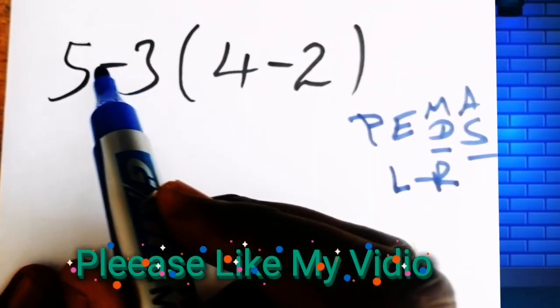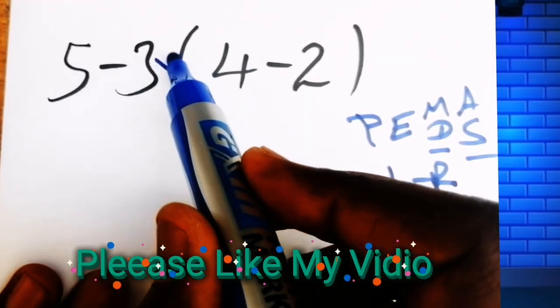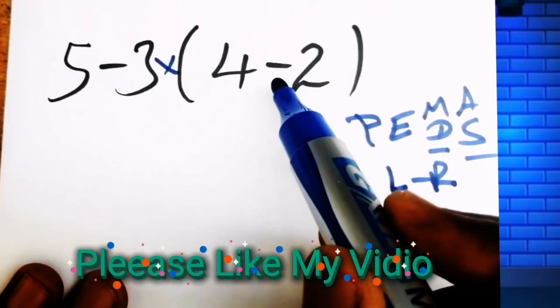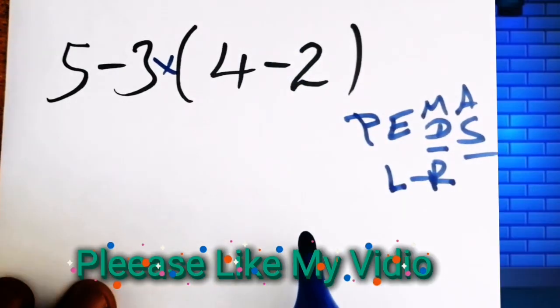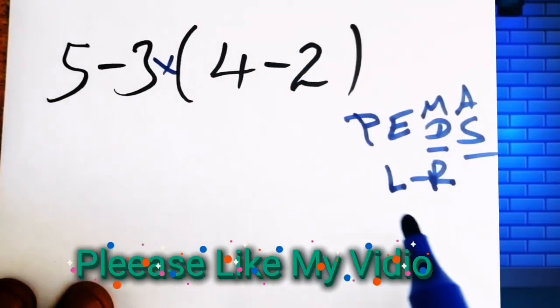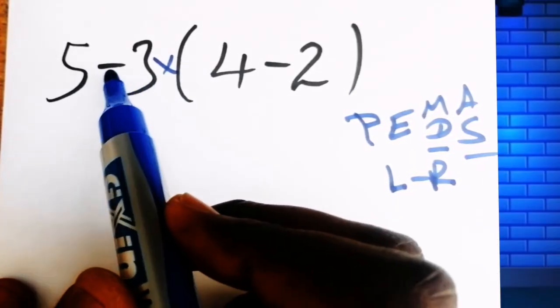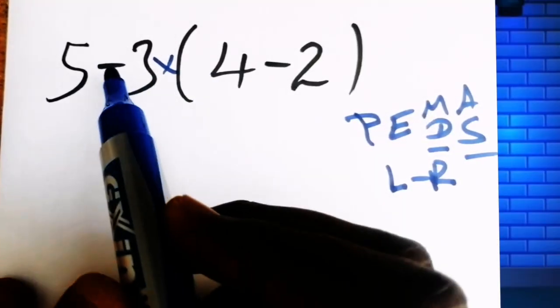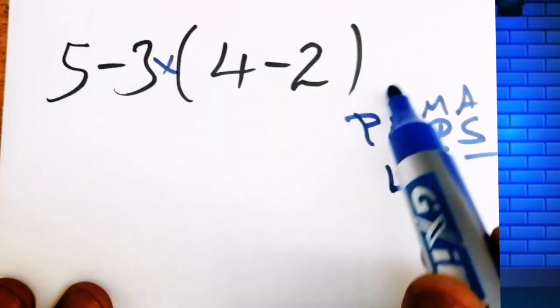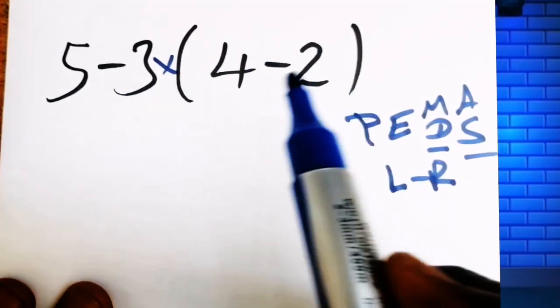In this expression there is one subtraction and one multiplication here. Inside the parentheses there is one subtraction. Okay, therefore according to PEMDAS, first we have to do this parenthesis, next this multiplication, and finally this subtraction. If we do this subtraction before this parenthesis or this multiplication, it is wrong.